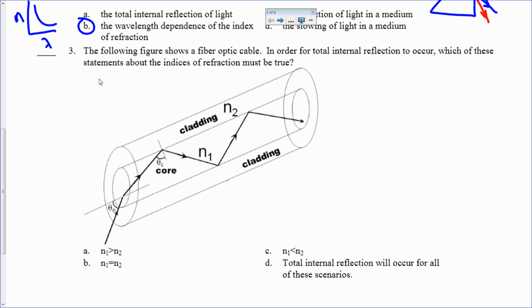The following figure shows a fiber optic cable. In order for total internal reflection to occur, which of these statements has to be true about the indices of refraction? Okay, I have this light ray that's coming up along here, and then I want it to bend in that direction, that is away from the normal. So if I consider my wave fronts like this, that means it's going to have to speed up here to bend over in that direction. All right, so that means it travels faster in N2. So that means N2 is less than N1, which is A.